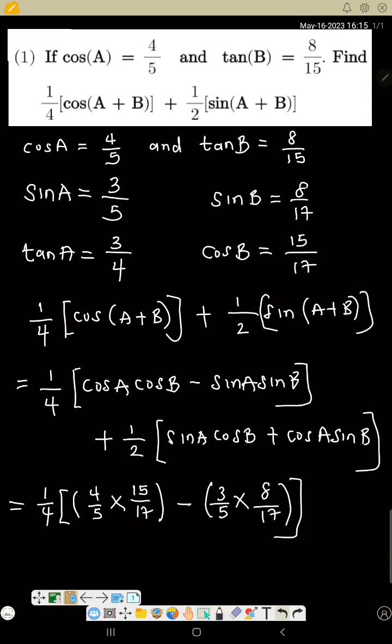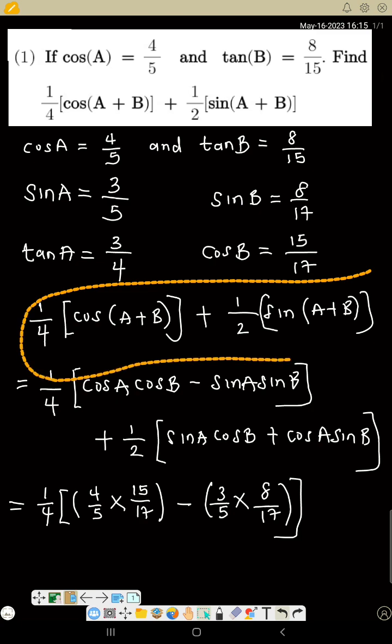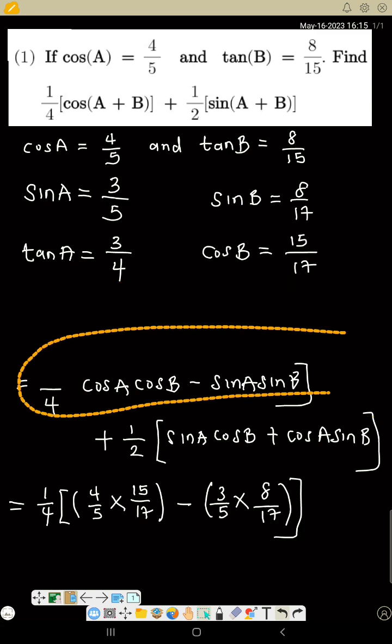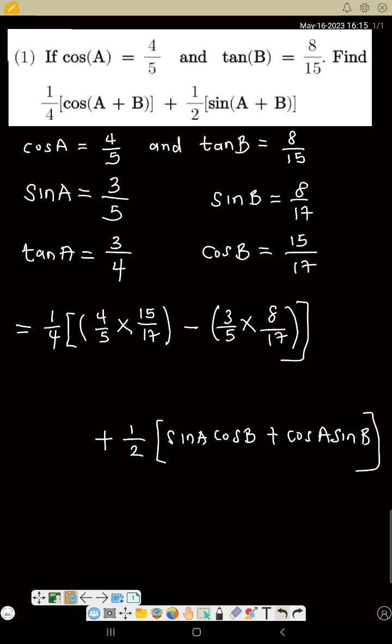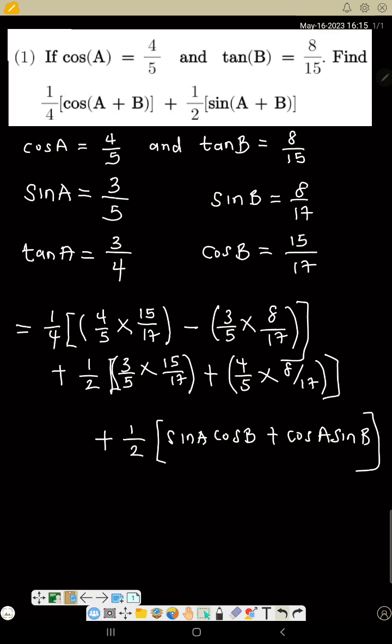So the second one, plus 1 over 2, so sine A, 3 over 5, times cos B, 15 over 17, plus cos A, 4 over 5, times sine B, 8 over 17. So that's the second one.